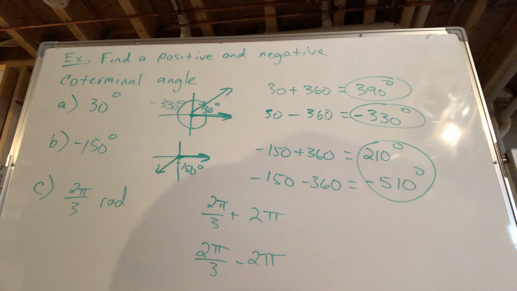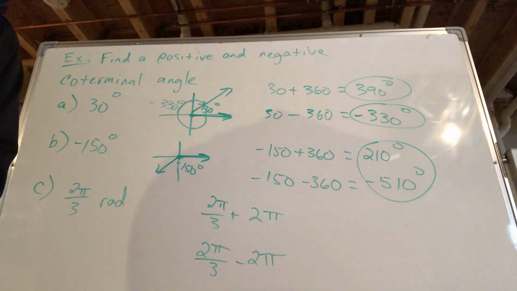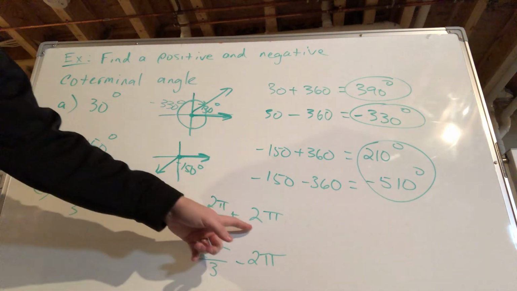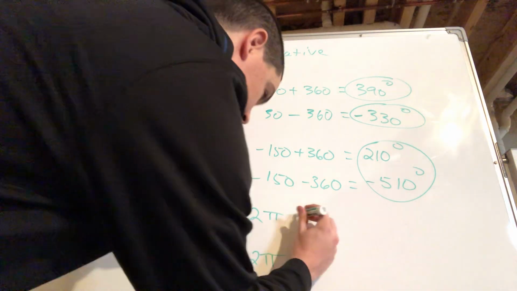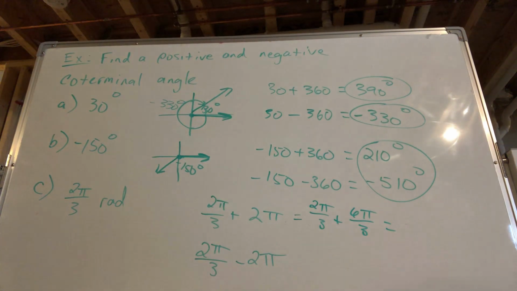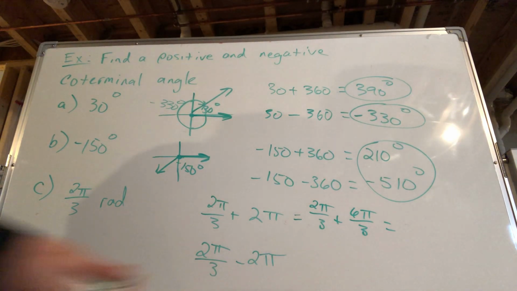Couldn't I multiply it by 3 over 3? If you think about it, guys, isn't 2 pi the same thing as 6 pi over 3? Wouldn't 6 divided by 3 equal 2? That's where I get this 2 pi from. So I could rewrite this as 6 pi over 3. Let me write this down. So if you have 2 pi over 3 plus 6 pi over 3, isn't that going to give you 8 pi over 3?